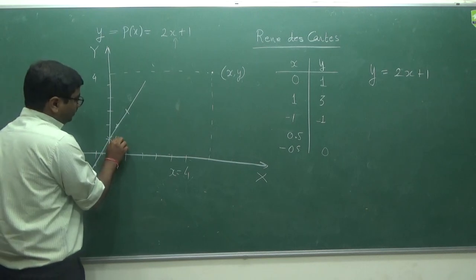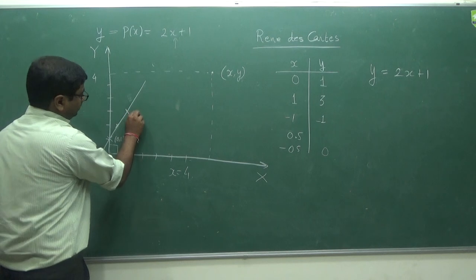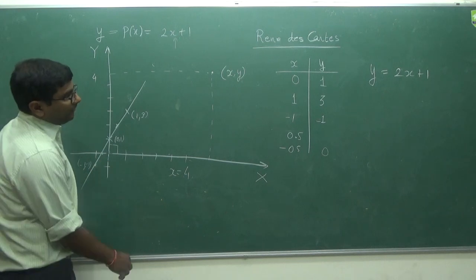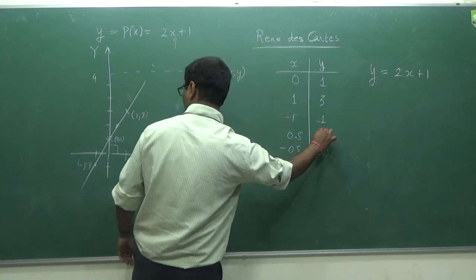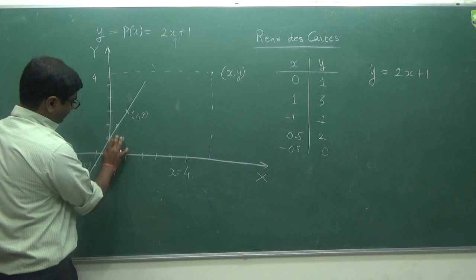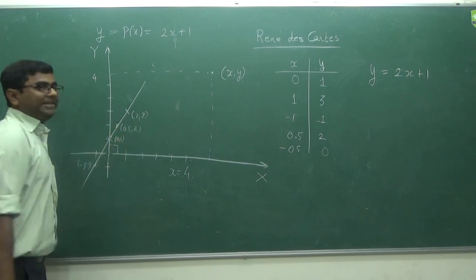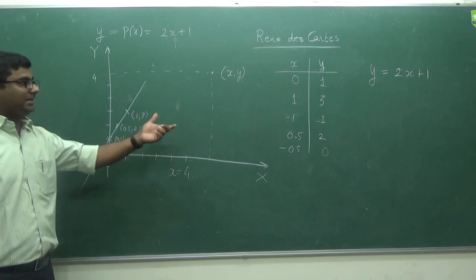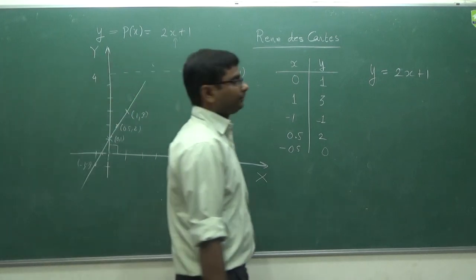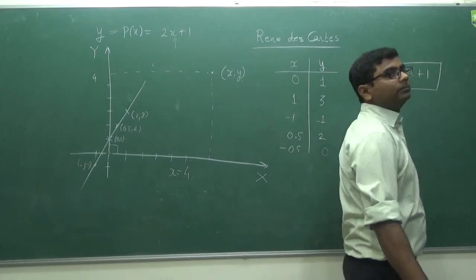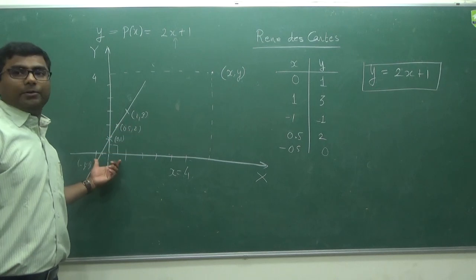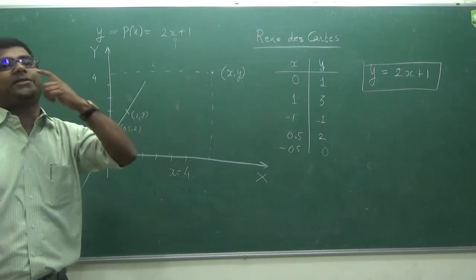So this is 0, 1, then 1, 3, then minus 1, minus 1, then 0.5, what was it? 2. Right? So this is 0.5. All these pairs represent a point on the plane, yes or no? Now on the same plane, these points are lying on which line? Correct. All these ordered points, whatever the coordinates are, if you substitute them, the equation gets satisfied.